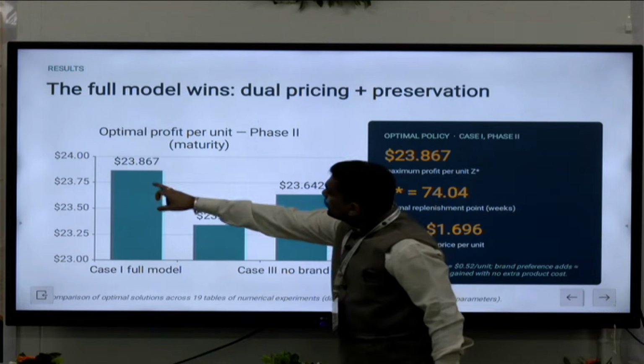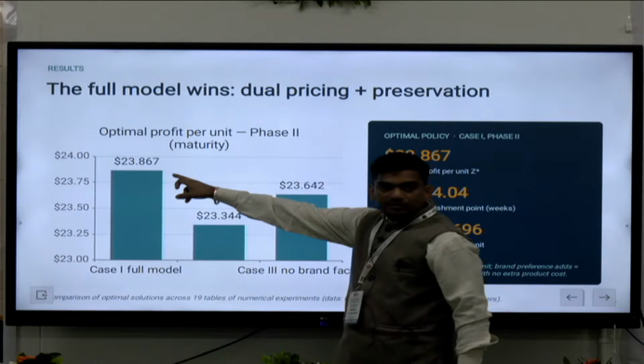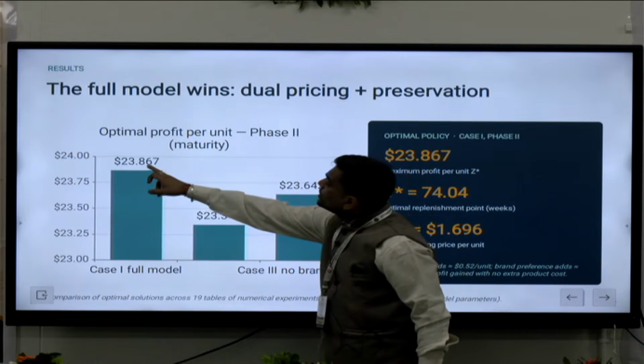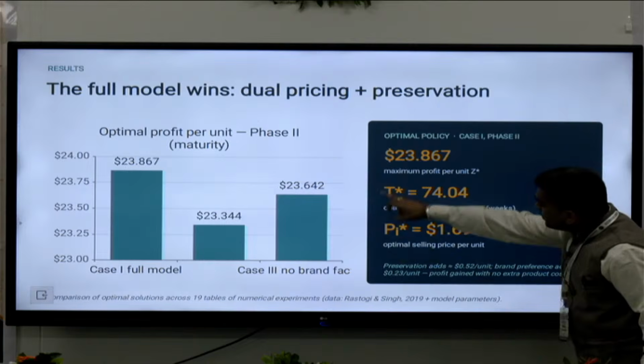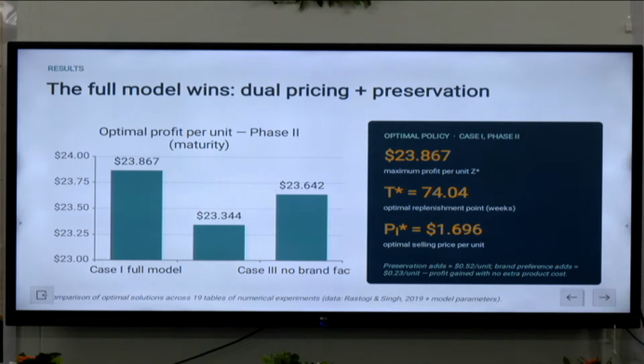Case 1, full model, per unit profit per cycle, that was $23.86, and then vice versa I find. So the purpose of that is, when we apply the preservative technology and dual pricing factor, we get additional profit for the retailers, and that additional profit can convert into direct additional profit per cycle for the suppliers also.